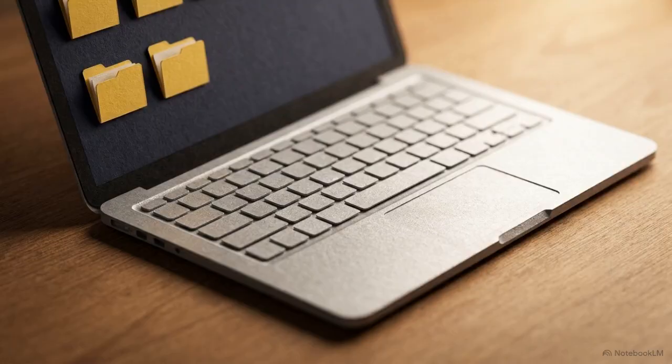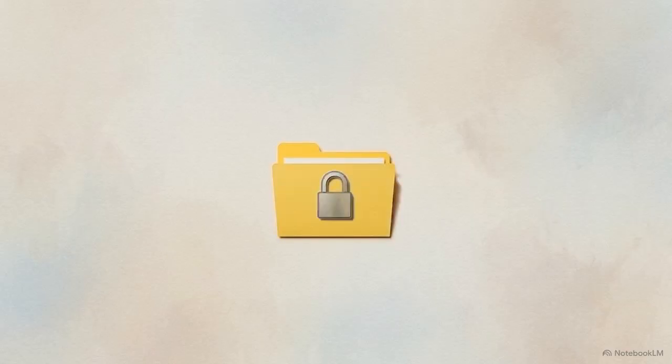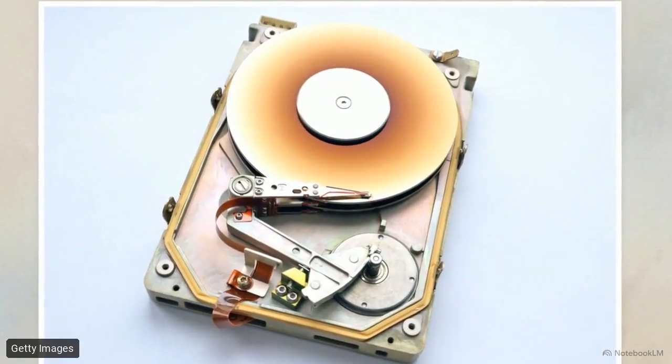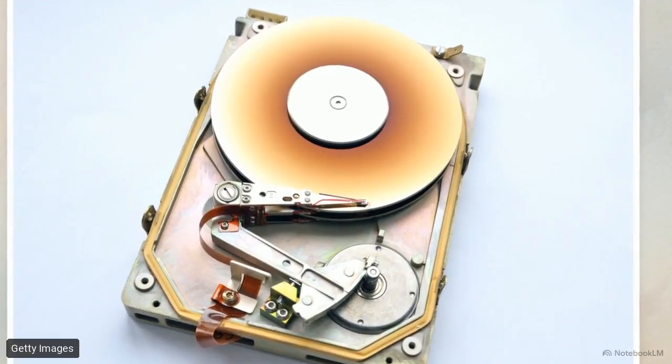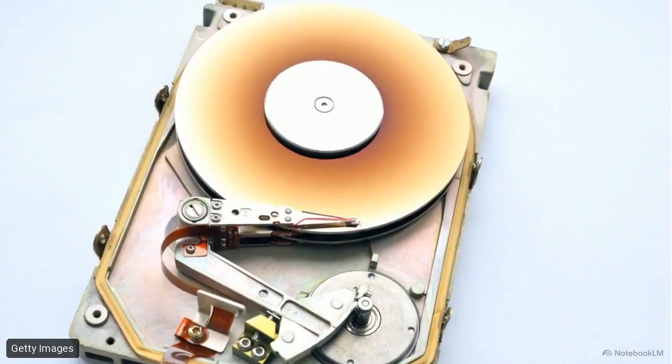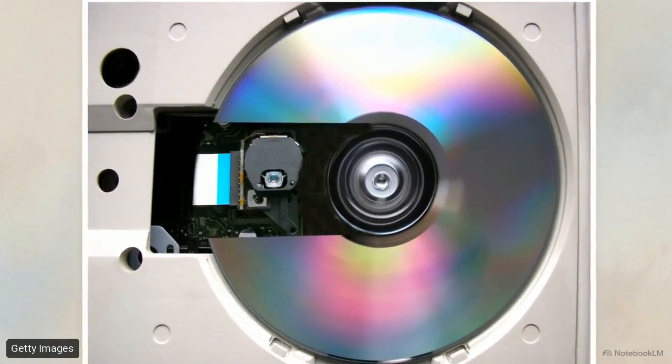Even with incredible senses and strong muscles, a computer still needs a way to remember things. To keep its data safe for later use, it uses storage devices. This image shows a hard disk drive. This is magnetic storage. It records data by creating tiny magnetic patterns on those shiny spinning circular plates in the center. This image shows optical storage, like a CD or DVD.